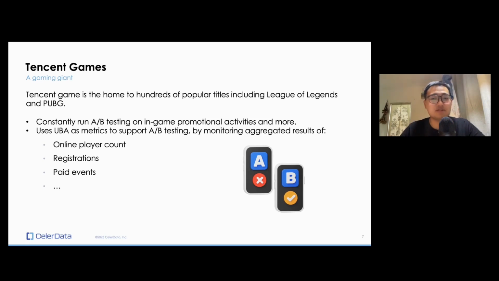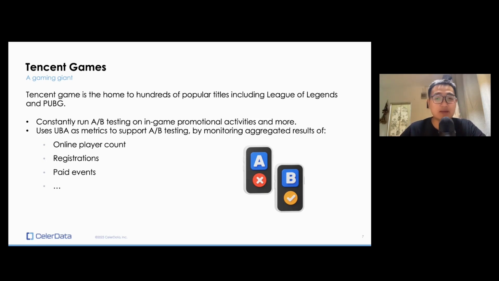But the problem is, what is a metric? How do we measure which treatment is better than the other one? What Tencent Games do is use user behavior analytics to generate the metrics that support A/B testing, right? An easy metric can be how much revenue this generates.